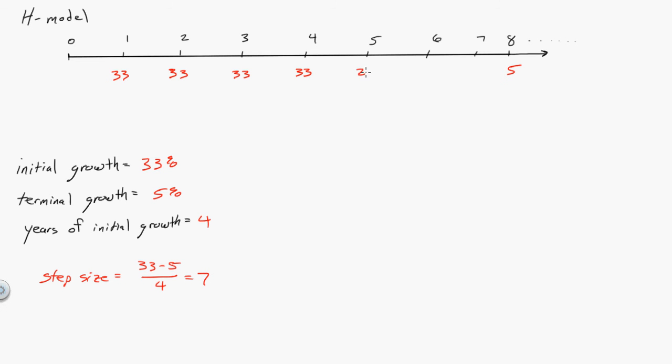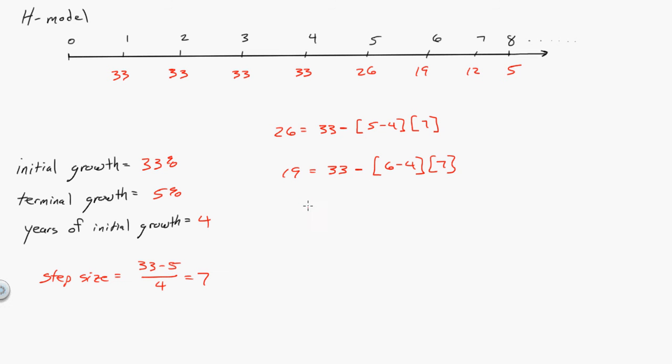So this should be 26, 19, 12, and then 5. So my growth goes down slowly over time. Well, how did I get this number? I'm saying that this 26 is equal to 33, that's where I start, minus, I took one step, because I started stepping down in year 4 and this is year 5, times my step size of 7. Well, this 19 is equal to 33, where I started, minus, I've gone down 2 steps, because I'm in year 6 and I started stepping down in year 4, times 7.